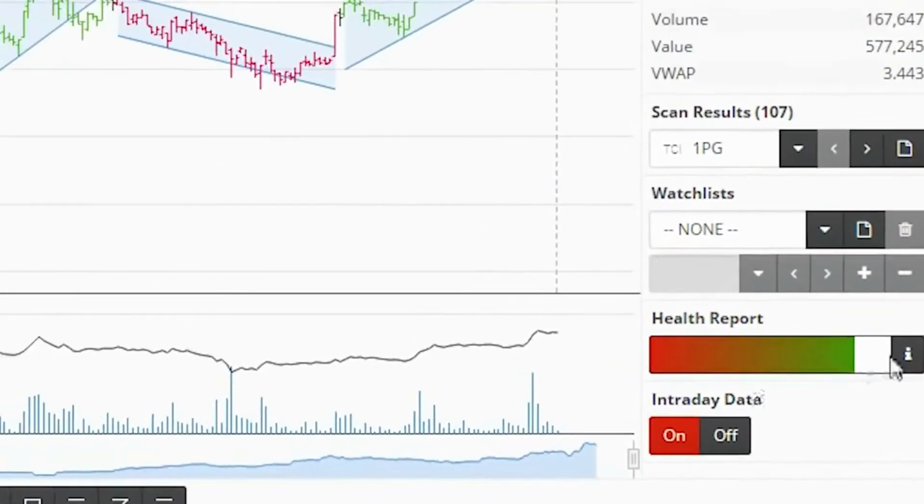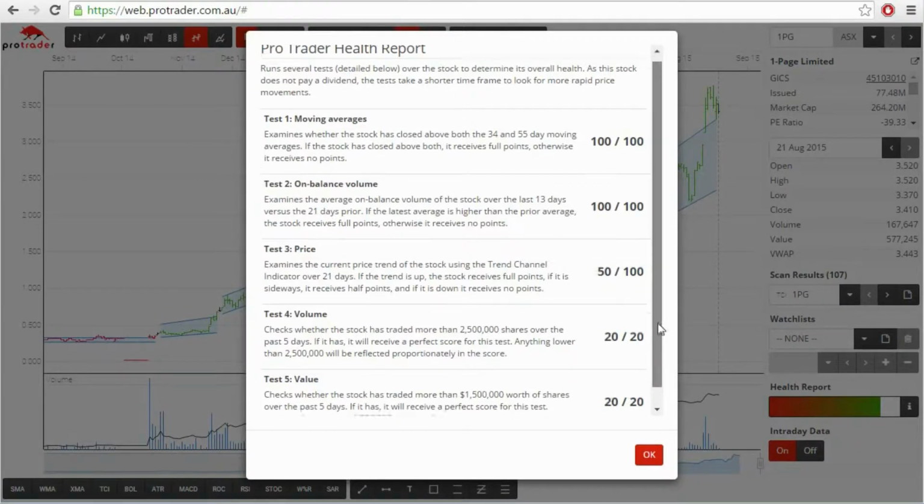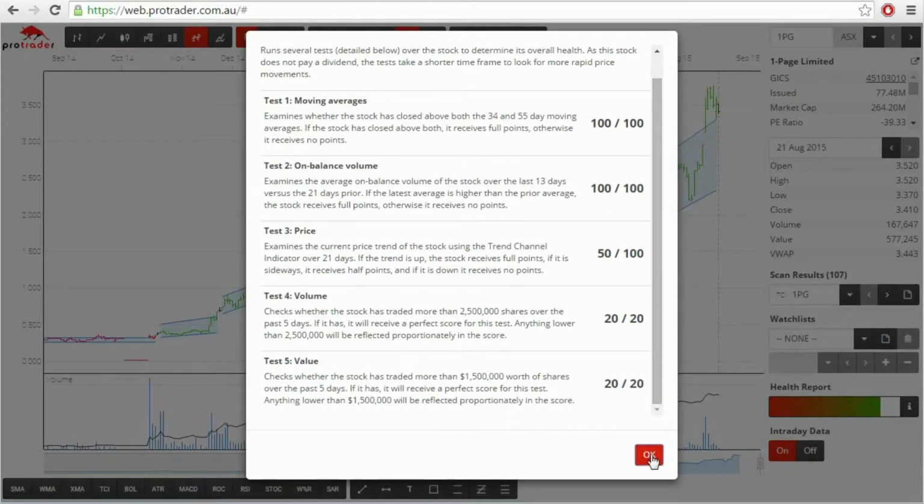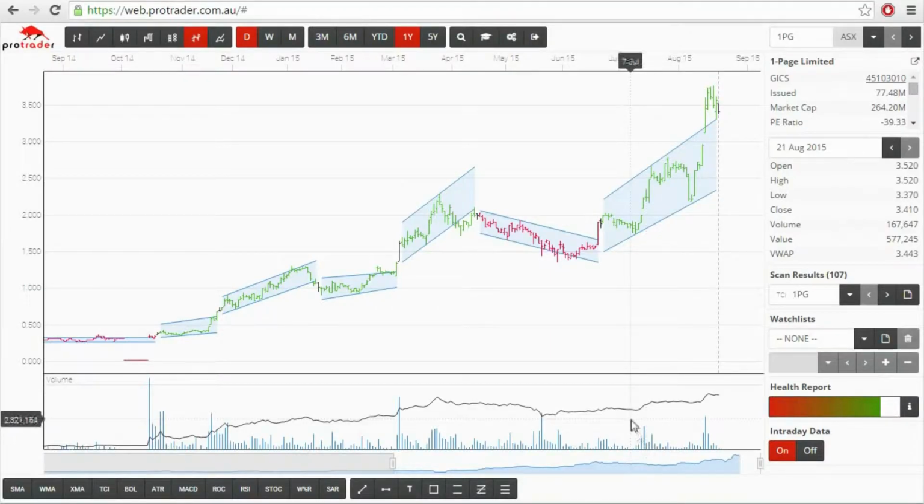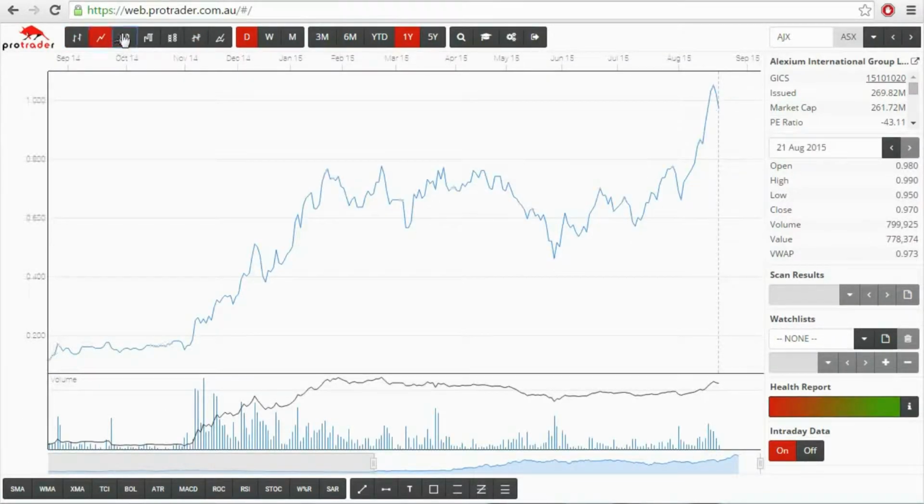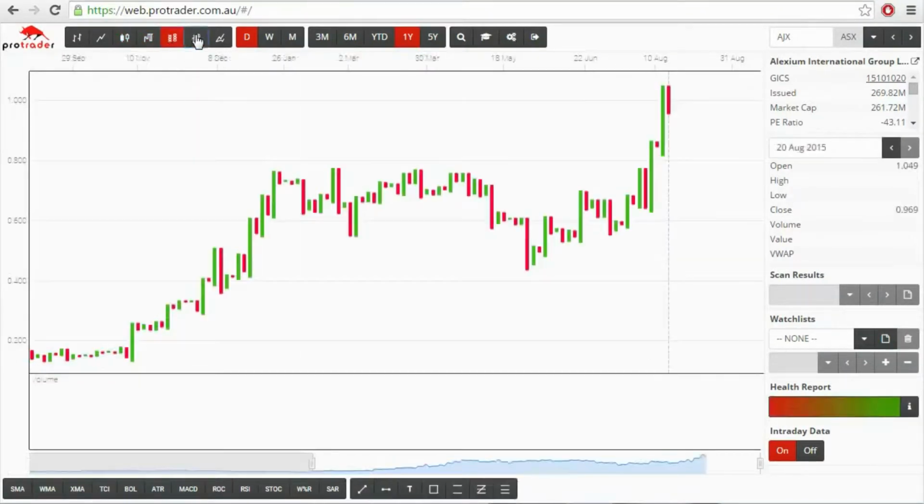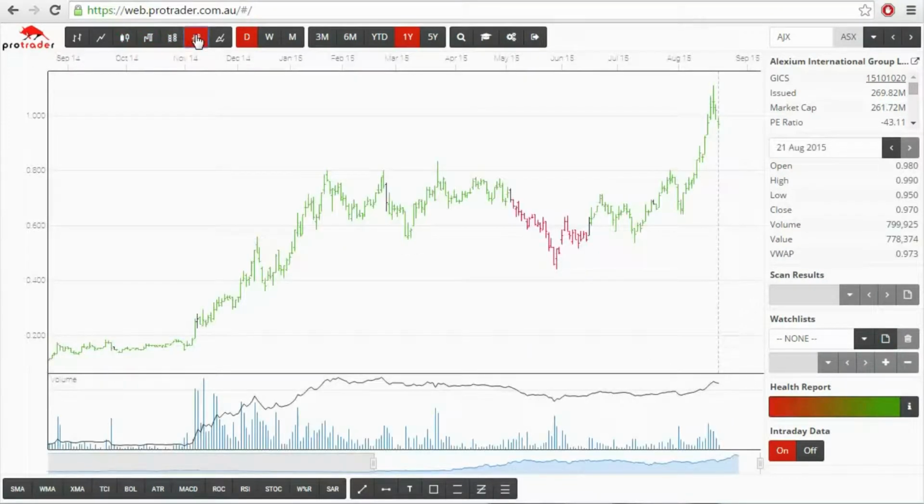Our own health report runs several tests over the stock to determine its overall health and presents the information in an easy-to-gauge display. Whether you like bar charts, line charts, candlestick charts, Kagi charts, point and figure charts, or our very own bar trend chart that shows you whether the stock is going up or down, we have you covered.